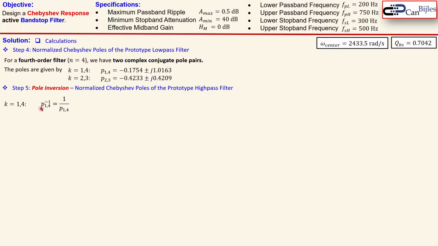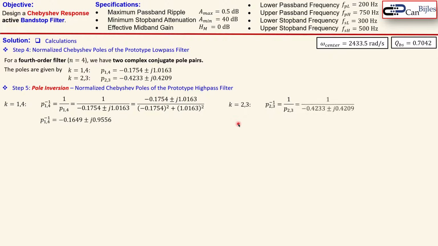So this is given by here P1, 4 inverted, and that is given by this expression, and when you calculate that, you will have here the poles for our prototype high pass filters. In a similar form for the other one, k is equal to 2 and 3, again using the pole inversion, and you get these poles. So now these are the actual poles we need to use to convert to the band stop filter.